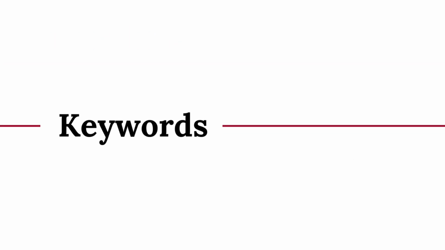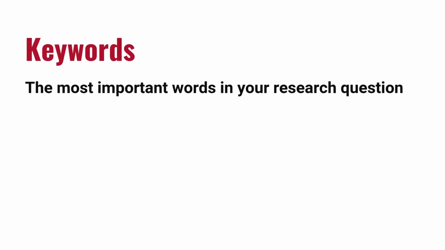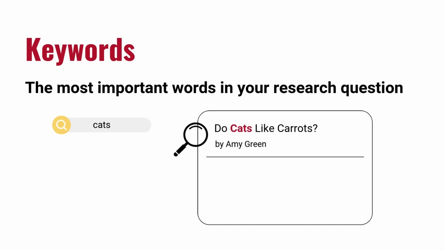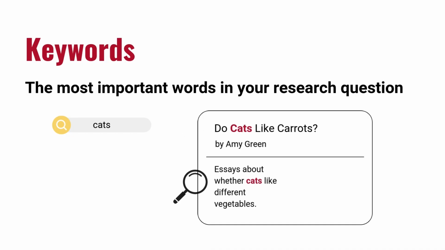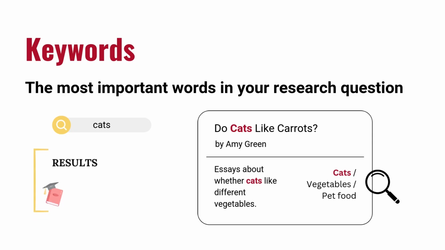Step 1 is to look at your research question and identify keywords. Keywords represent the most important parts of your question. When you type these words into a library search tool, it will look for these words in the title, authors, abstract or summary, subject terms, and sometimes the full text. If there is a match, the resource will show up in your search results.